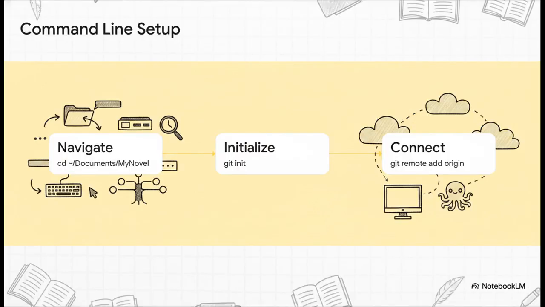But if you do choose the local hacker route, these 3 simple terminal commands are literally all it takes to transform a regular desktop folder into a trackable Git repository. You navigate to your folder using cd, you type git init to tell Git to start watching the folder, and then you use git remote add origin to connect that local folder up to GitHub's cloud servers. And just like that, your computer is fully ready to track every keystroke you lock in.